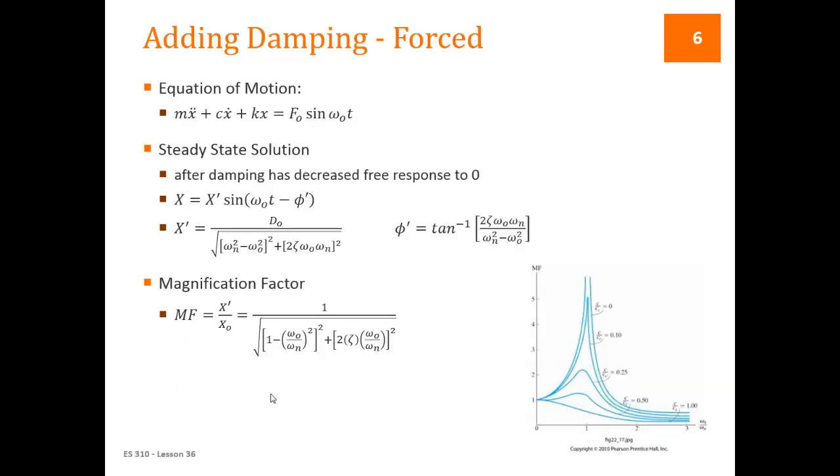Now let's look at the situations where we have forced vibration with damping. So with forced vibrations with damping, the free conditions die out because there's damping. And what we're left with is only the forced part of the equation. So the standard equation of motion is m x double dot plus c x dot plus k x equals F naught sine omega t. This is only for a single mass spring damper system.